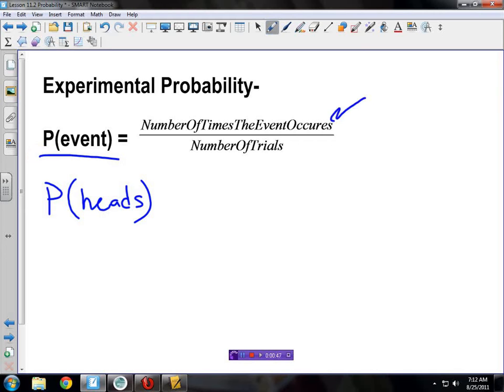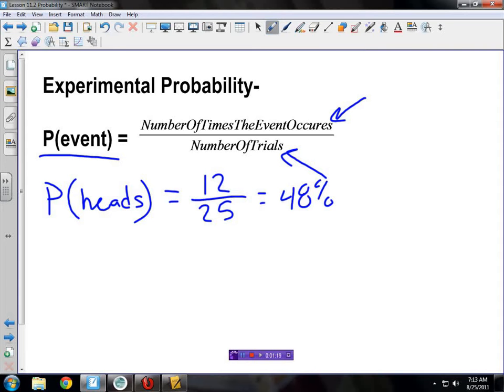One is the number of times the event has occurred, and then on the bottom is the number of trials or total times. So for example, if I was finding the probability of heads, say I flipped the coin 25 times, I got 12 heads. If I divide that into a percent, I will get 48%. That would be the experimental probability.